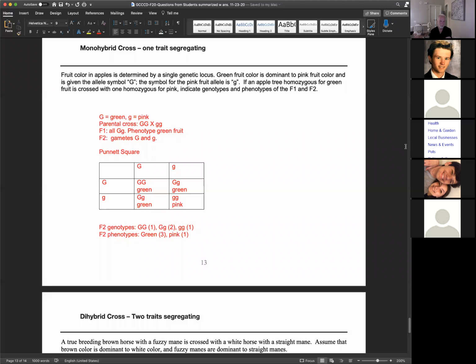So you would have big G, big G, one of them. You'd have big G, little g, two of them. Little g, little g, one of them. That would be your genotypes. Phenotypes, we would have 3 green and 1 pink. Remember, phenotype is the descriptive word. Are there any questions? I know this is going quick, but you've seen these before. Do you not understand any particular thing we talked about here?